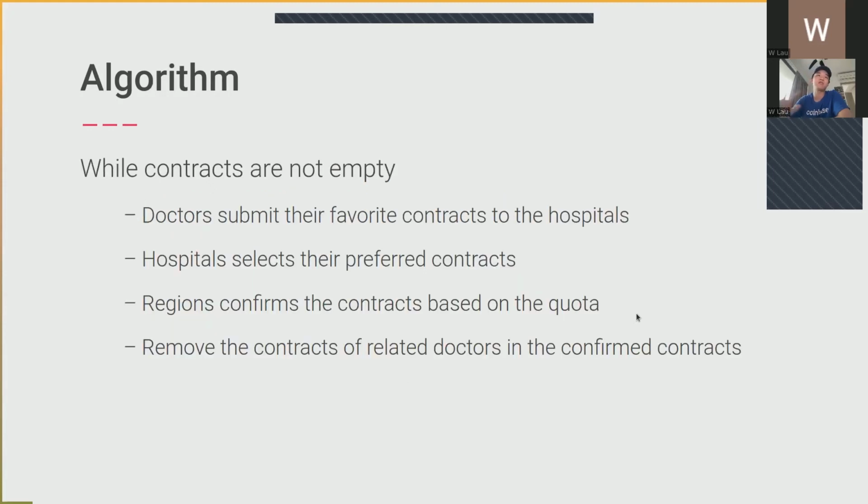And in this case, the algorithm is very simple. It's like an extension of the original solution. That means the doctors now submit all their favorite contracts to the hospitals, even including the dummy hospitals. And the hospitals basically select their preferred contracts, their top favorite doctors. Once the hospital has selected the contracts, the regions will confirm that the contracts are actually within the regional quota. If the contracts are within the quota, then the contract is called confirmed. And once it's confirmed, it's removed from all the contracts in the pool. So this process iterates until all the contracts are eliminated.